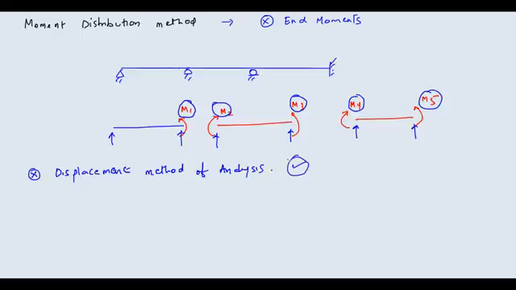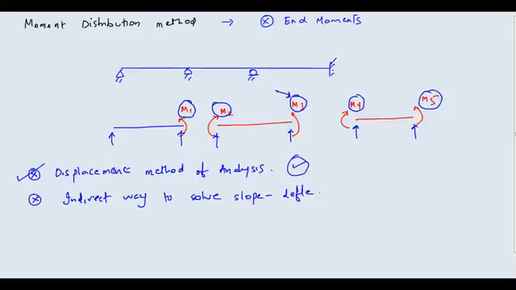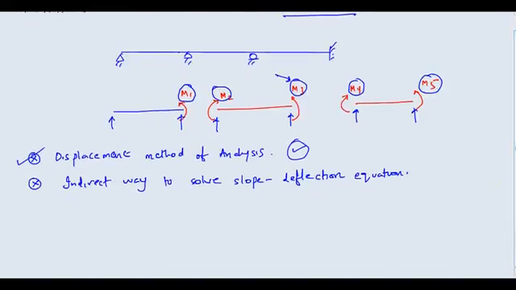Now here many people get confused, because of a simple reason. We are trying to find out moment, isn't it? So our unknown is actually a force, but this is a displacement method of analysis because moment distribution is nothing but an indirect way to solve the slope deflection equation. These are some of the points and the basic outline of what we are trying to do in the moment distribution method.